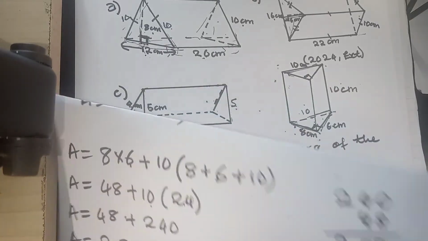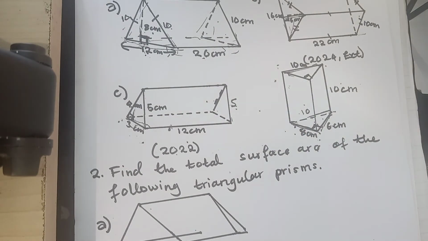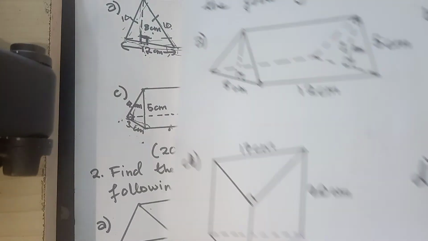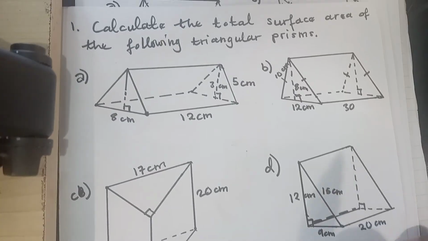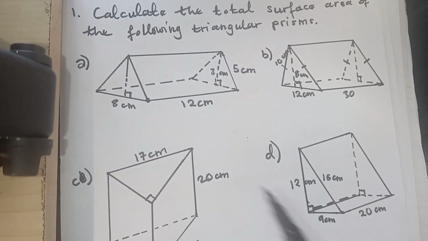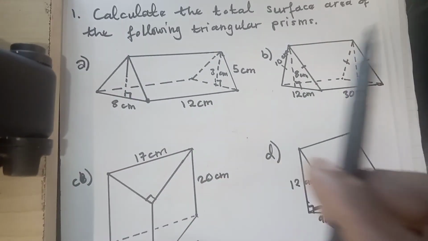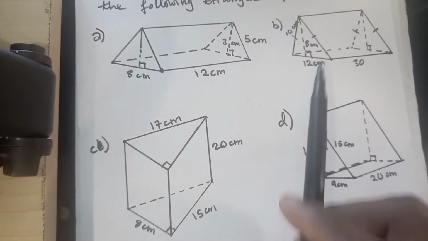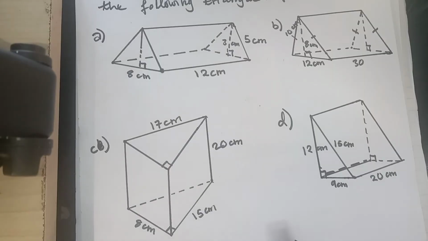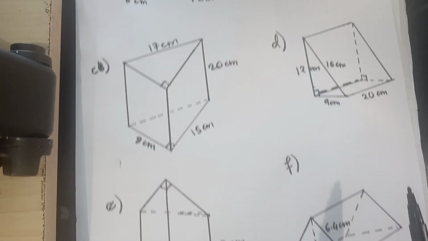So now, at this point, the tutorial is over. But if you want to understand the formula, we can talk about it now. And then this is the work I'm expecting you to do. So calculate the total surface area of the following triangular prisms. So you can just pause the video and copy the questions down, or at least work them out.